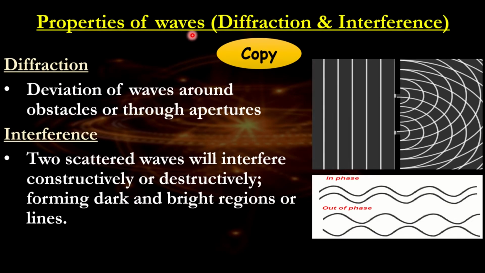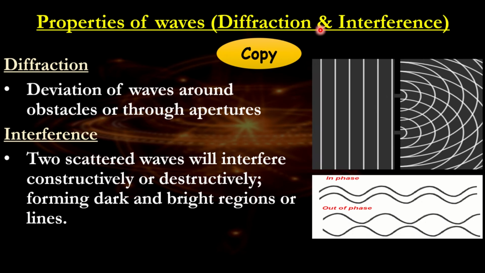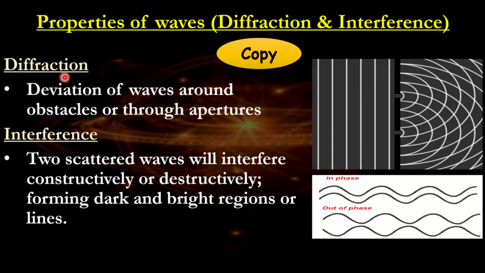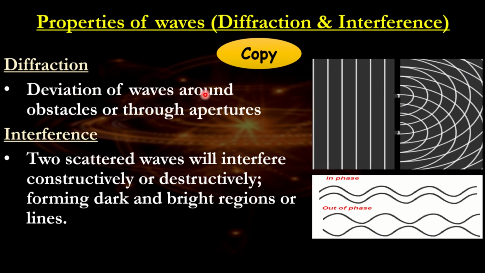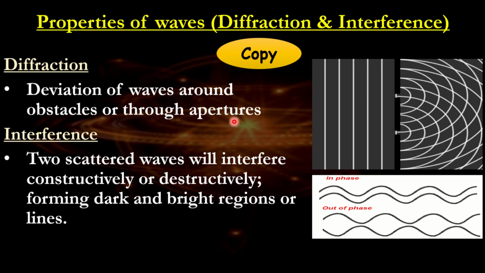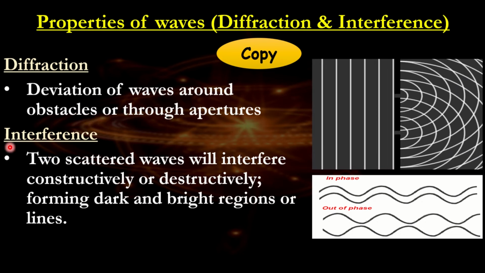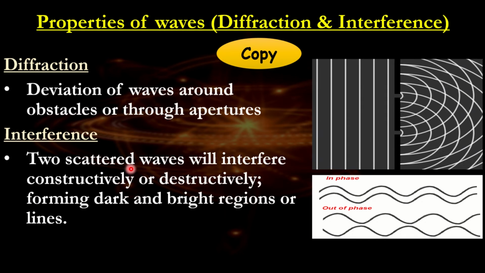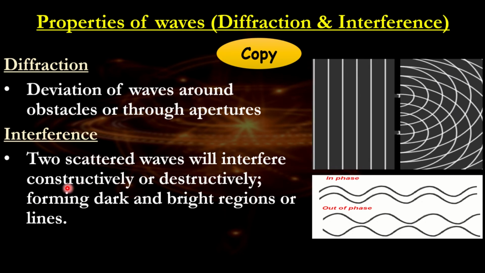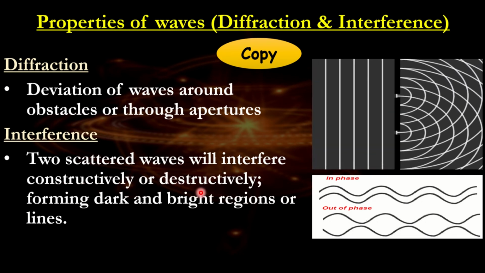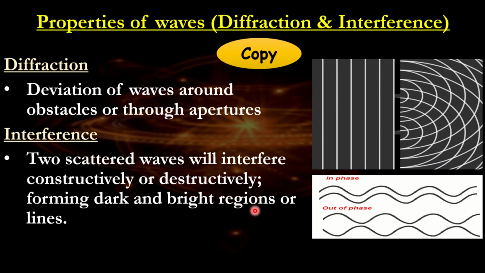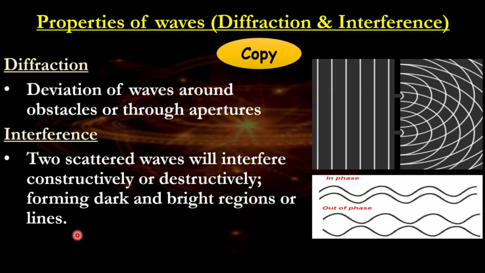So let me define these two terms, diffraction and interference. Diffraction: deviation of waves around obstacles or through apertures. Interference: two scattered waves that interfere constructively or destructively, forming dark and bright regions or lines.